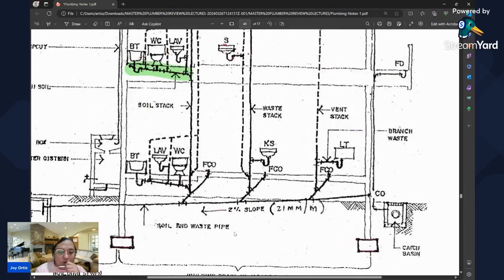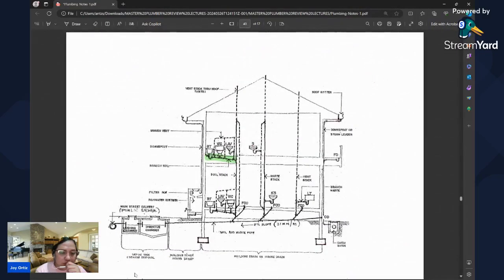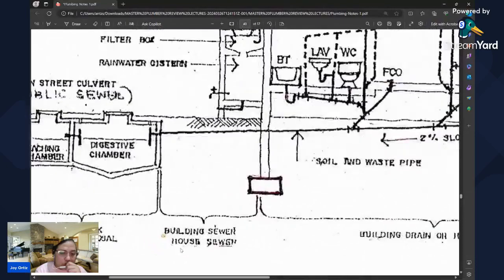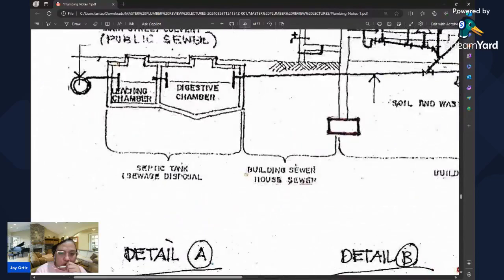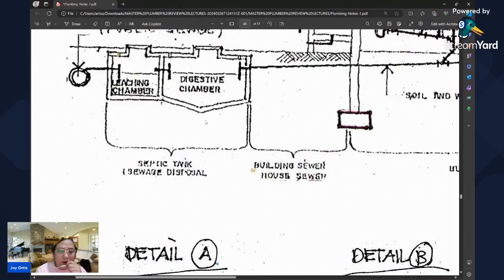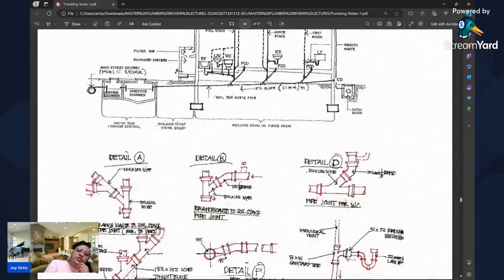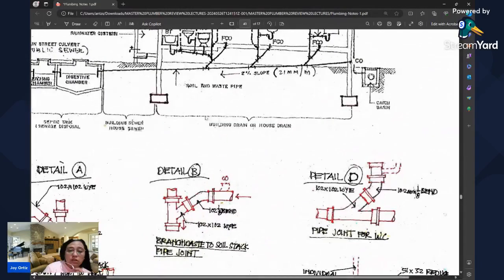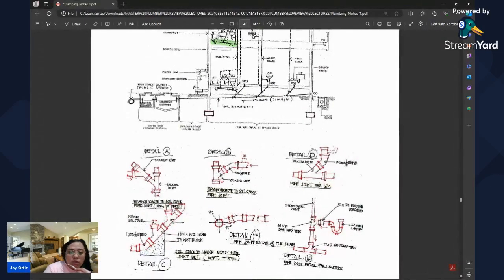So, soil and waste pipe going to ito yung septic tank natin. Okay, wait lang, ayusin ko. This is the septic tank, tapos tong building sewer, leading chamber, then the digestive chamber. So this is the public sewer or the STP, sewage treatment plant, possible sewage treatment plant. Tapos ito yung building drain or house drain na tinatawag natin, going to the soil, no?